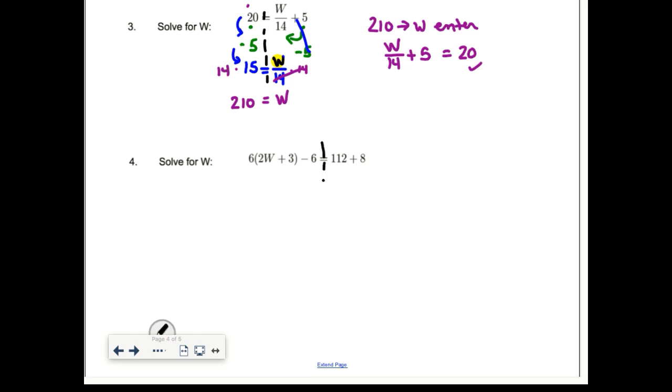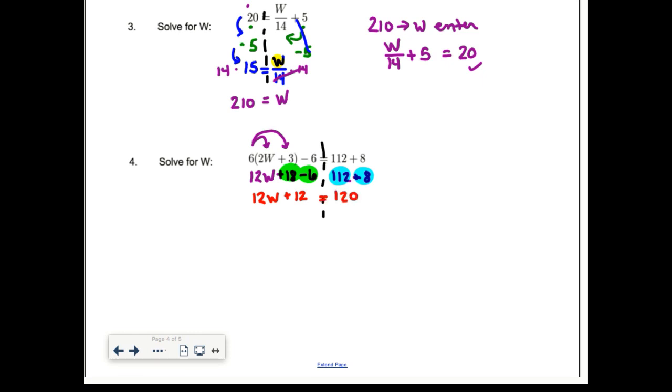Example 4. I'm going to draw my line again, and I see parentheses. So I'm going to take 6 times 2W, 6 times 3. 6 times 2W is 12W. 6 times 3 is 18. And then I have a minus 6. And on this side, I still have a 112 plus 8. Step 2 tells me I need to combine. The things that I can combine are this one and this one, as well as on the right, I can combine this one and this one. So when we do that, we get a 12W. Positive 18 minus 6 is a positive 12. And then on the other side, 112 plus 8 is 120.